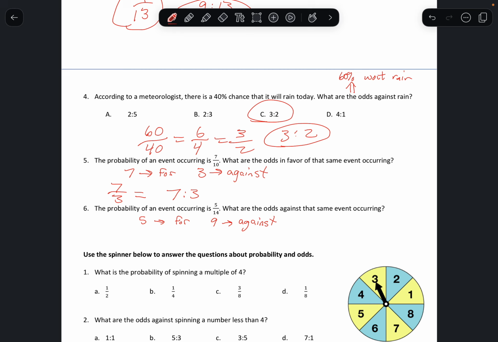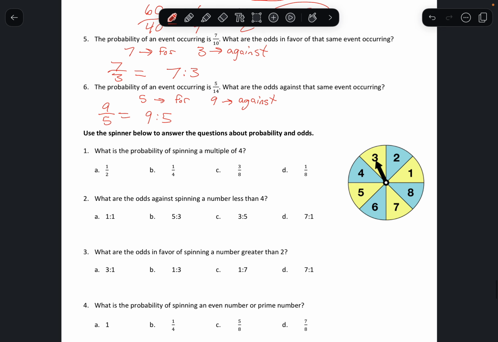What are the odds? So now I can compare the odds against to the odds for, which means 9 goes on top, 5 goes on the bottom. Because I want the odds against, the 9, which is against, goes on top, and the 5, for, goes on the bottom. That's equal to 9 to 5 as a ratio, and that'll be it.